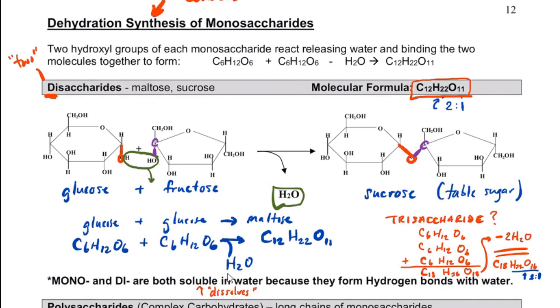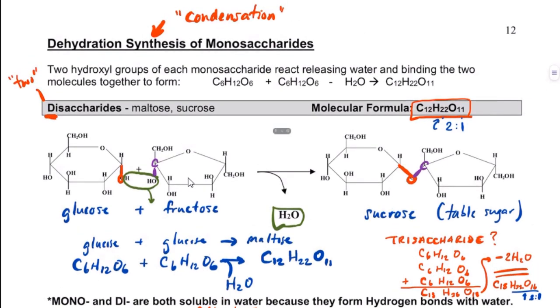We also said that the name of how to join them, when you've got these 2 hydroxyl groups, the reaction that they undergo is called dehydration synthesis, because I have to remove a water to join them.